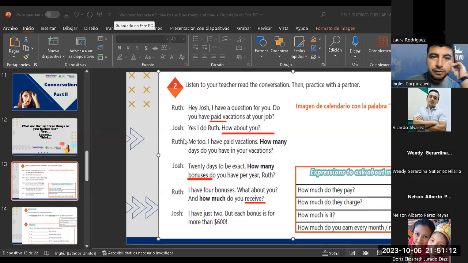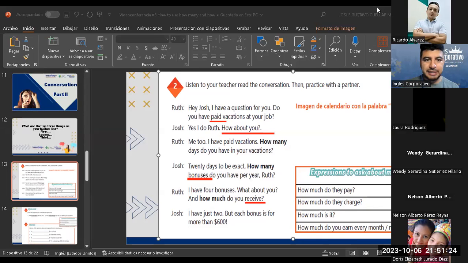Okay, any volunteer for this? Maybe, I don't know. Ricardo, are you okay? Yes. Okay, perfect, my friend. Could you help me, please? You were working with Nelson, right? Yes. Okay, en este caso, déjeme ver. Hey, Josh. En lugar de decir Josh, en lugar de Ruth, digan sus nombres. You can use your real names, okay? Okay. Please. Okay, Ricardo. Hey, Nelson, go ahead.